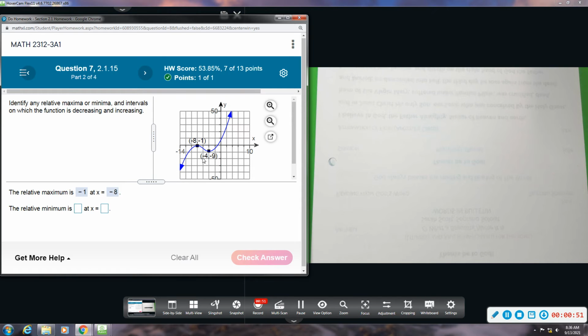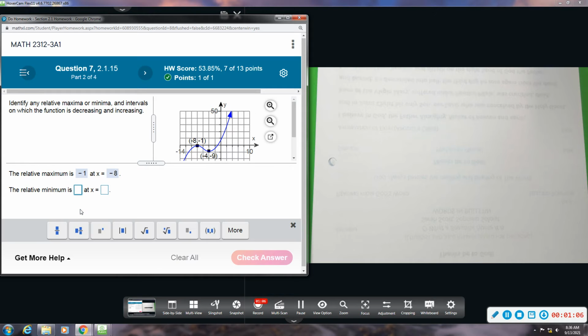The relative minimum would be the valley or the low point. And so we see a low point here, the ordered pair -4, -9. Again, we want to give its location as the x coordinate and the value of that minimum as the y coordinate. So the minimum is -9 and where it occurs is -4.